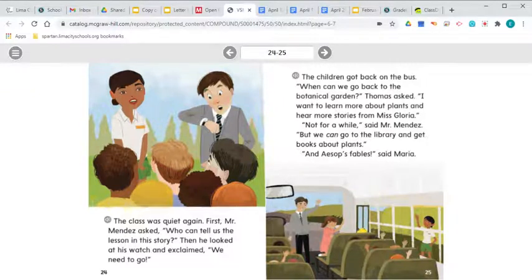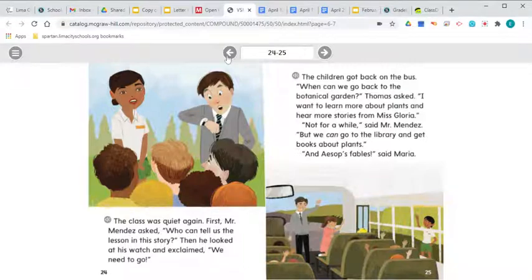The children got back on the bus. "When can we go back to the botanical garden?" Thomas asked. "I want to learn more about the plants and hear more stories from Miss Gloria." "Not for a while," said Mr. Mendez, "but we can go to the library and get books about plants." "And Aesop's fables," said Maria. All right. That is the end of our story.